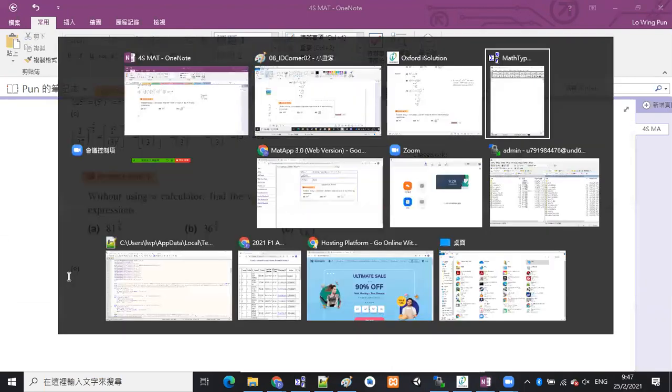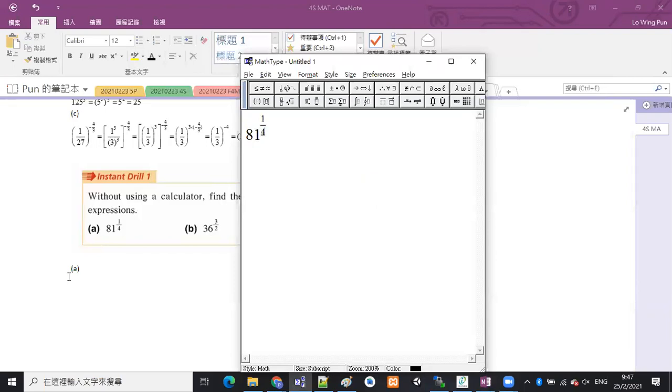Part A. So 81 to the power 1/4. Okay, so I want to change the 81 to be a power 4 number. So it is actually 3 to the power 4, okay, to the power 1/4. Then when you multiply the index together, it becomes 1. Okay, index 1. So the answer is 3.